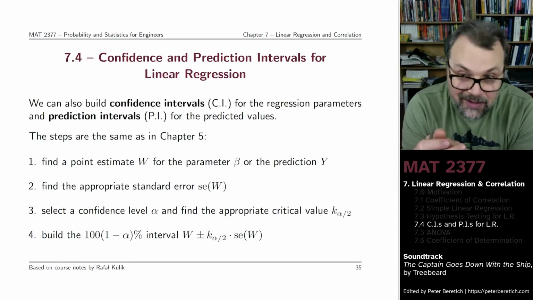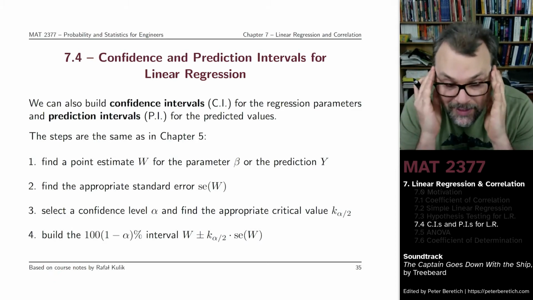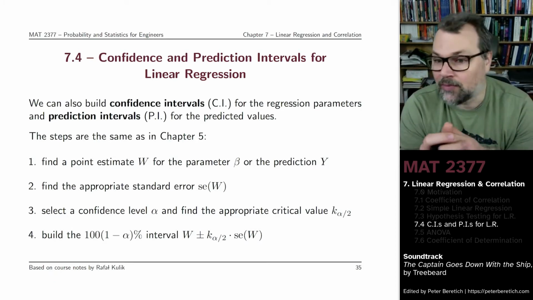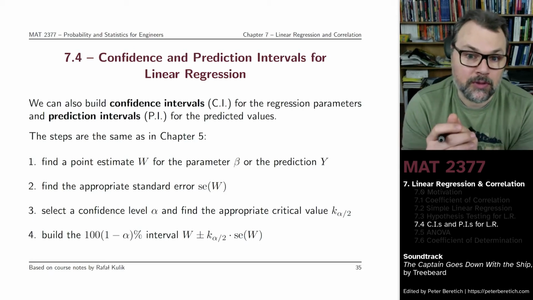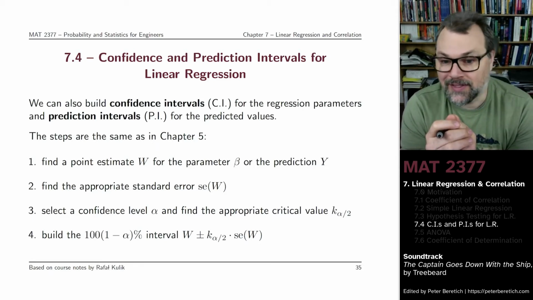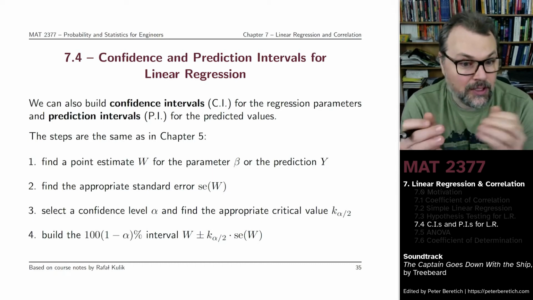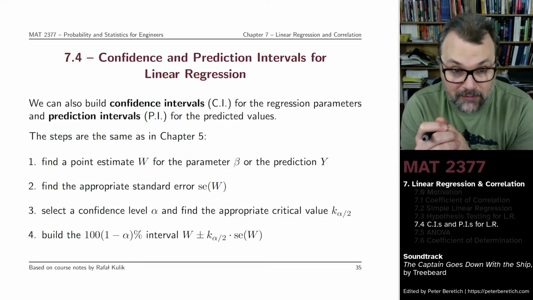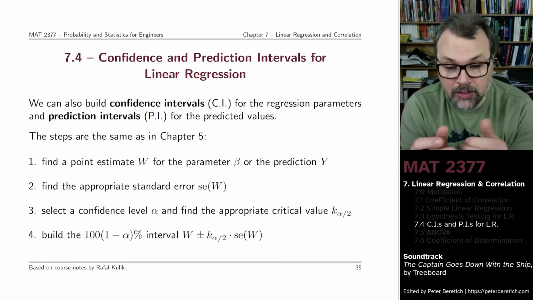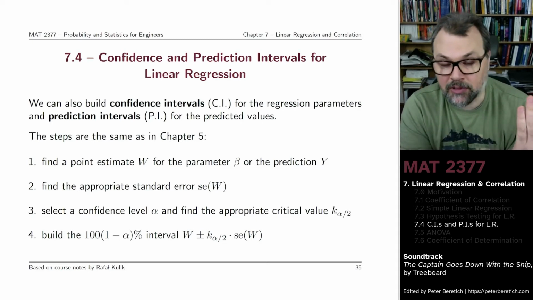And the K represents the fact that depending on the standard error, you might be using different distributions to compute the critical value. And once this has been done, you can compute the 100 times 1 minus alpha percent interval of interest, either confidence or prediction, as being the point estimate W plus or minus the critical value that you found times the standard error of the point estimate for the parameter of interest.